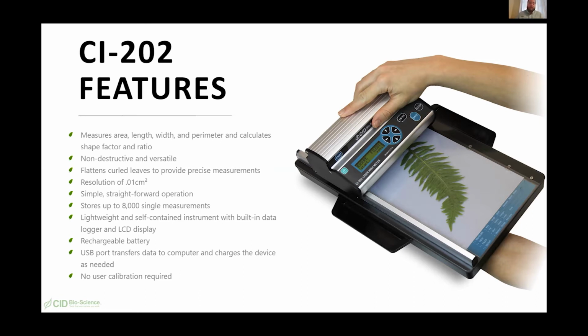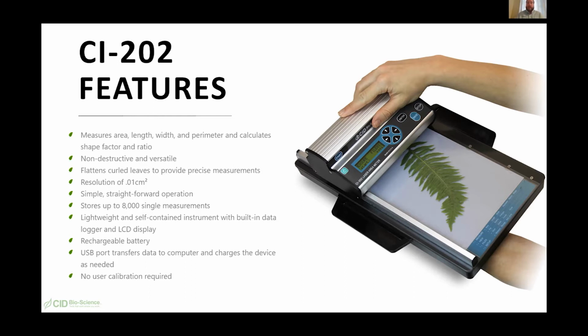It is able to flatten those curled leaves so you can get really precise measurements. We have that transparent sheet that kind of flattens down the leaf for you so that you don't miss any sections of the leaf and get inaccurate measurements. Our resolution for the instrument is 0.01 centimeters squared. It's a really simple, straightforward operation with no calibration needed.